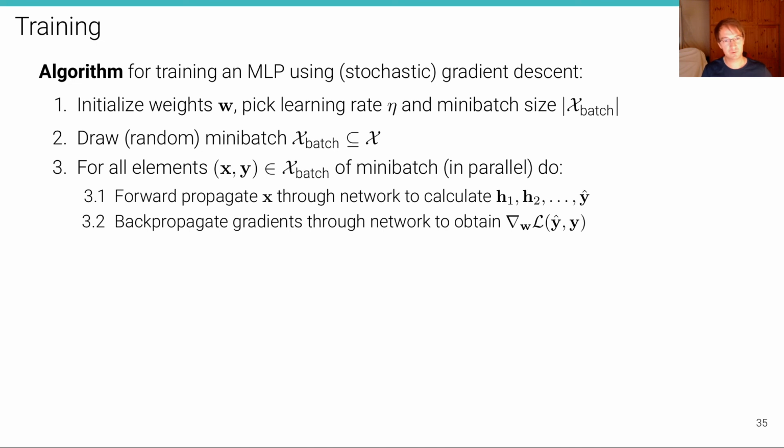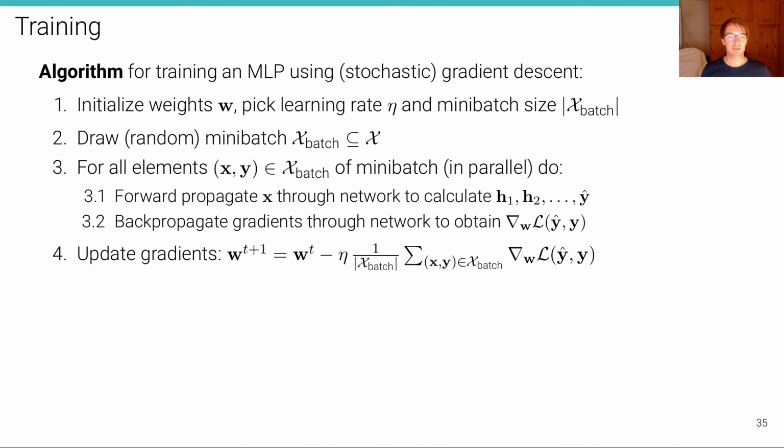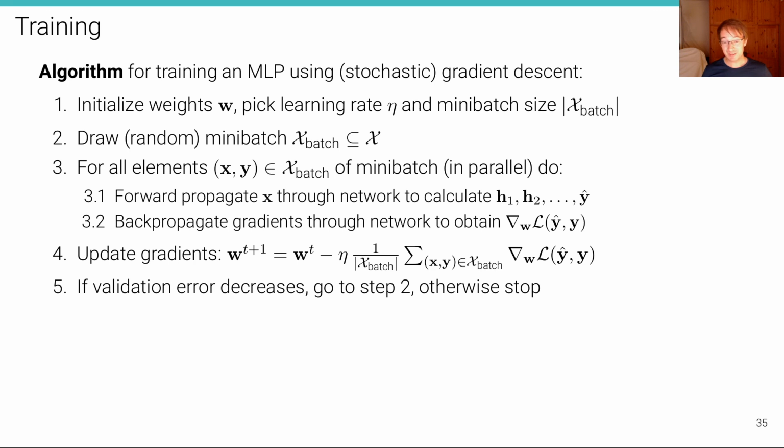So we do this for all elements in the mini batch. And then we update the weights: we go one step into the negative direction of the average. This is the average gradient over the mini batch. And that's basically it. It's very simple. If the validation error decreases, we have again a training and a validation set. So if the validation error continues to decrease, we go to step 2, otherwise we stop because we are starting to overfit again.